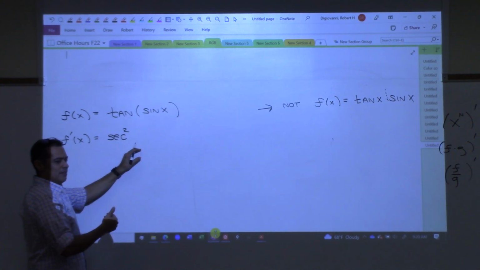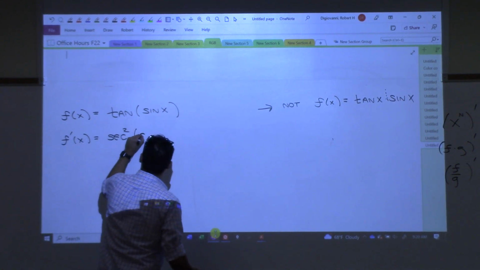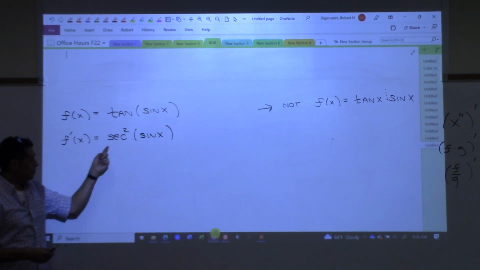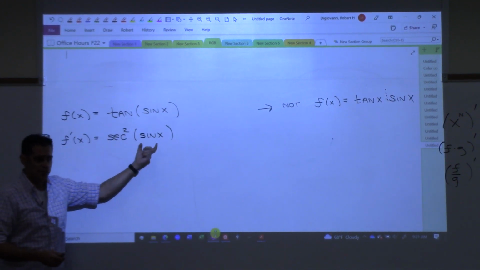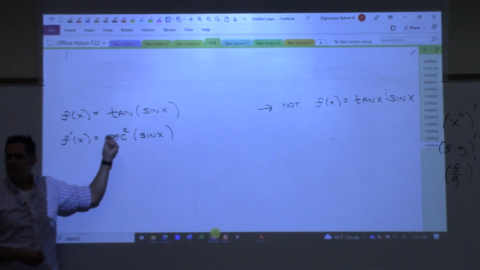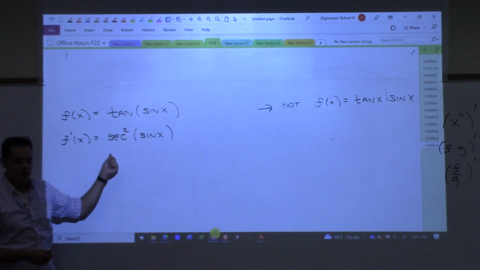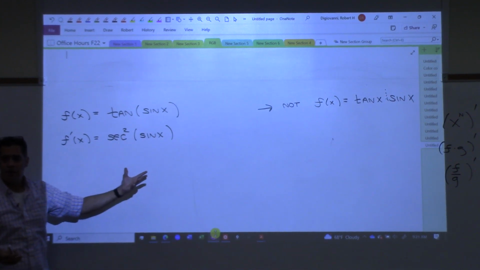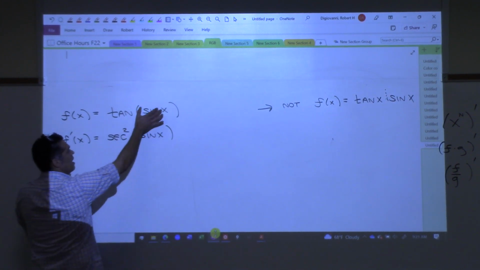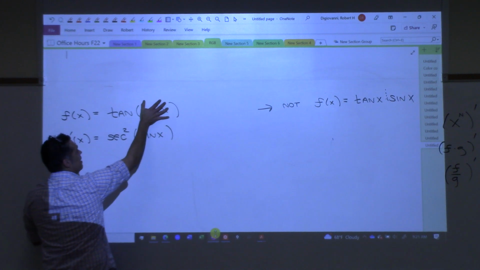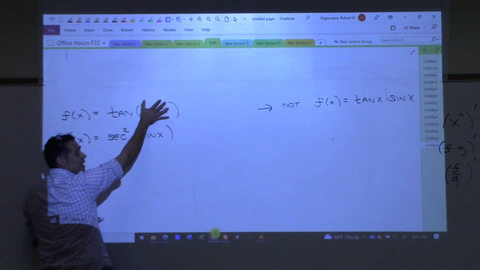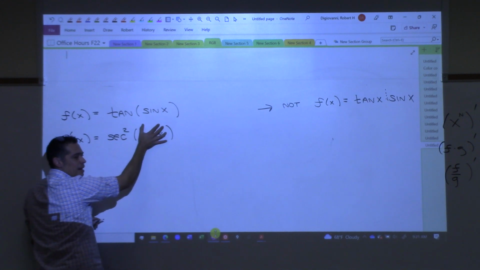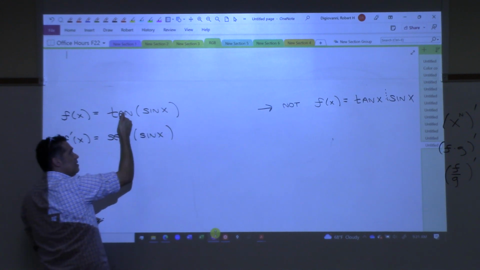Secant squared, parentheses, sine x, close parentheses. Or you could say secant squared of sine x, right? Just don't say secant squared times sine x. That doesn't make any sense. It's secant squared of sine x. So what do we do here? We ignored this inside, right? Like, let's just say that's my hand, okay? What's the derivative of tangent of my hand? Secant squared of my hand, right? That's because derivative tangent is secant squared.